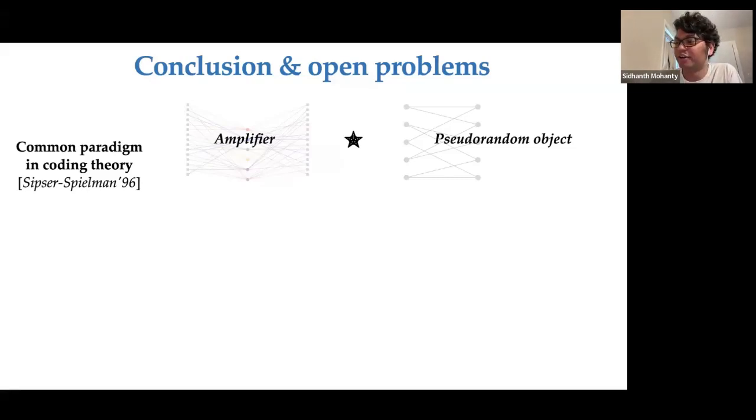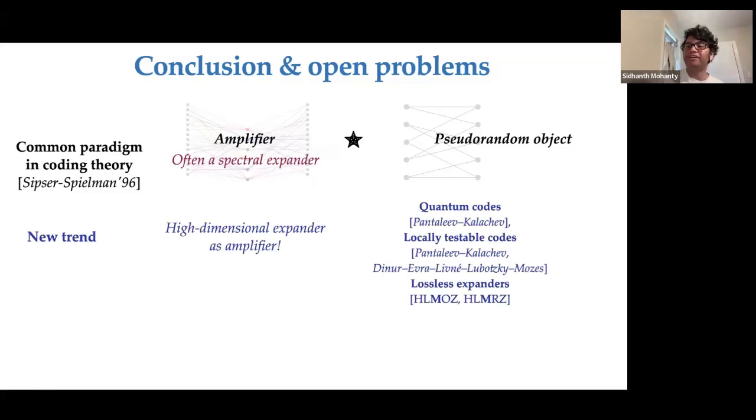And this is actually not a new idea. It's a fairly common paradigm, especially in error correcting codes, and Spielman used this to construct efficiently decodable codes and such. And often in a lot of applications of this paradigm, one chooses this amplifier to be a spectral expander. And this has taken us quite far.